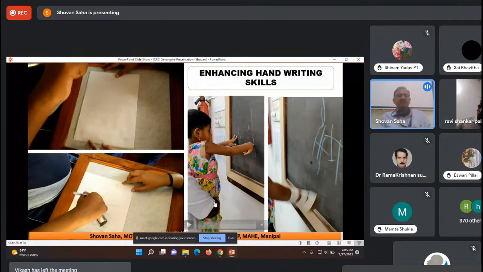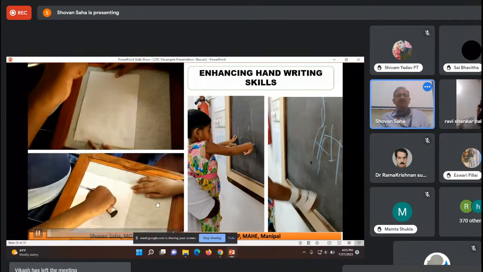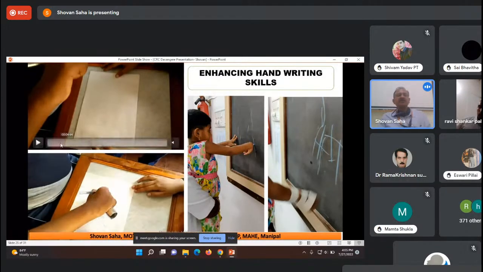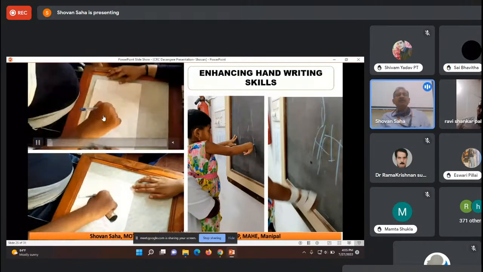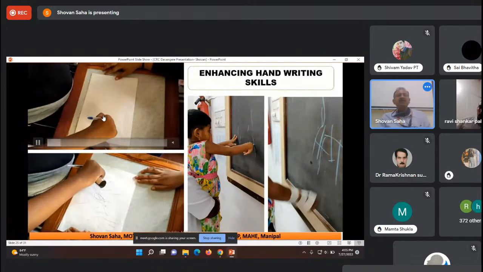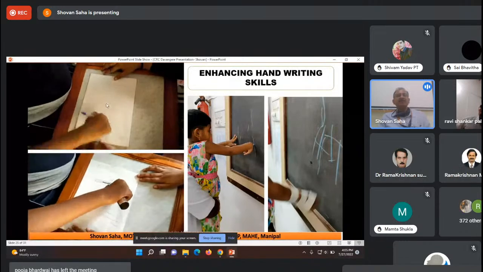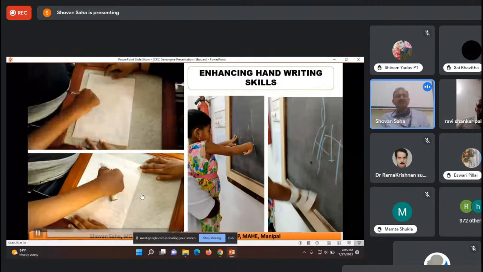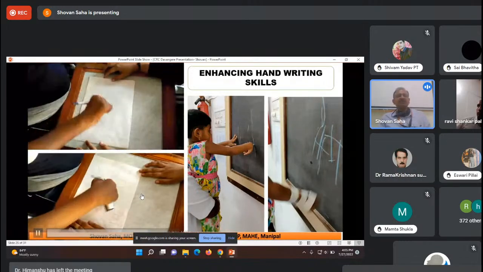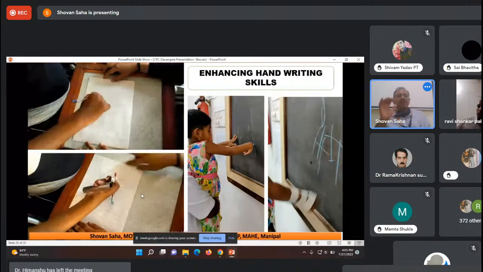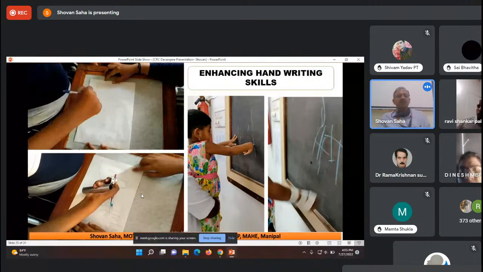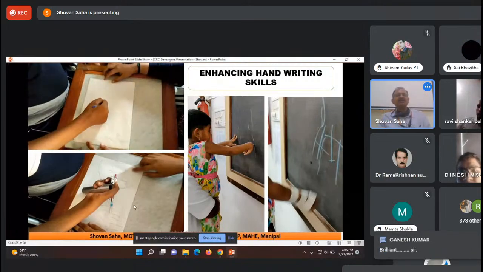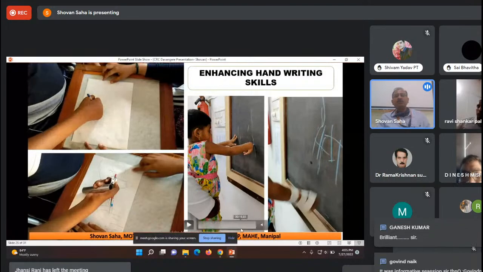Okay, so this is a writing device, again another CP child. You can see here, when he normally makes an attempt, he can hardly create any impression on the page. If you look at both writings, the one with the device is much darker. The lines are longer and darker, and he has better control over the pen.